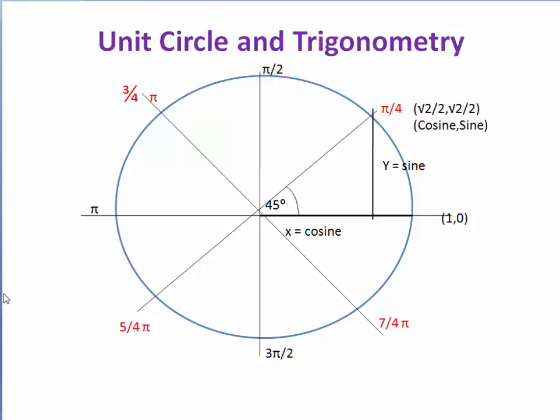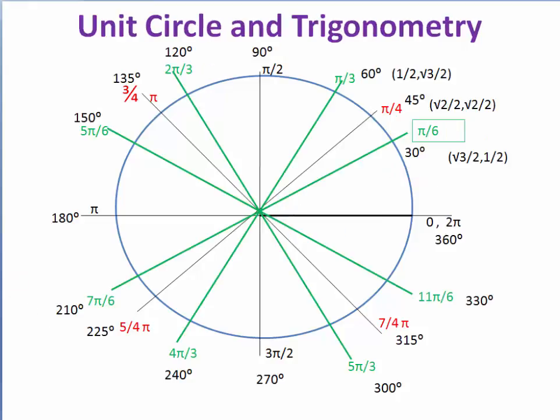Now if we have a look at the other angles, so we've just done the 45. If we had a look at the 30 degrees from our 30 degrees triangle, we get our x value, our cosine value is root 3 over 2, and our sine value is a half. So root 3 over 2 and a half. Similarly, our 60 degrees, cosine 1/2, sine root 3 over 2. And we discussed these values as before, yeah? So this would be 1, 0, and this would be 0, 1.